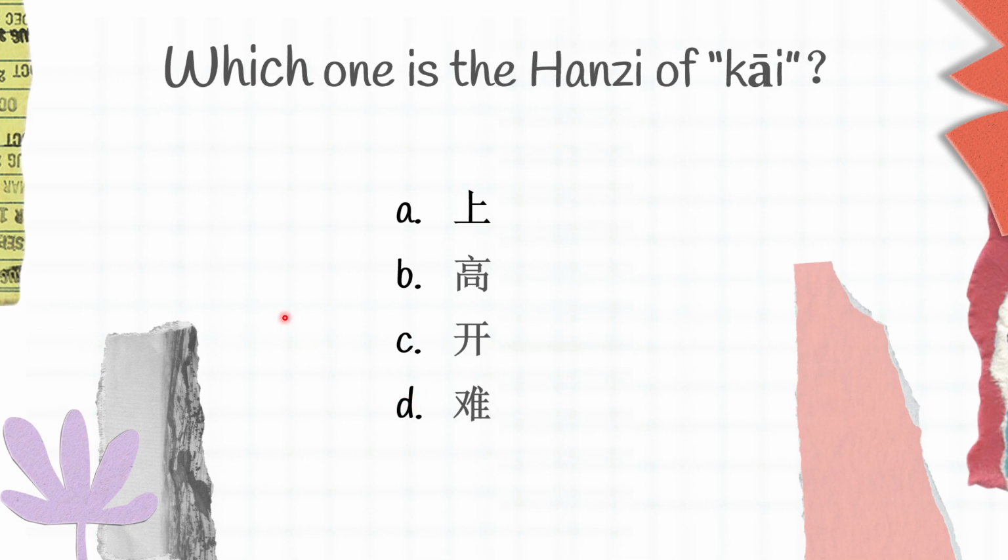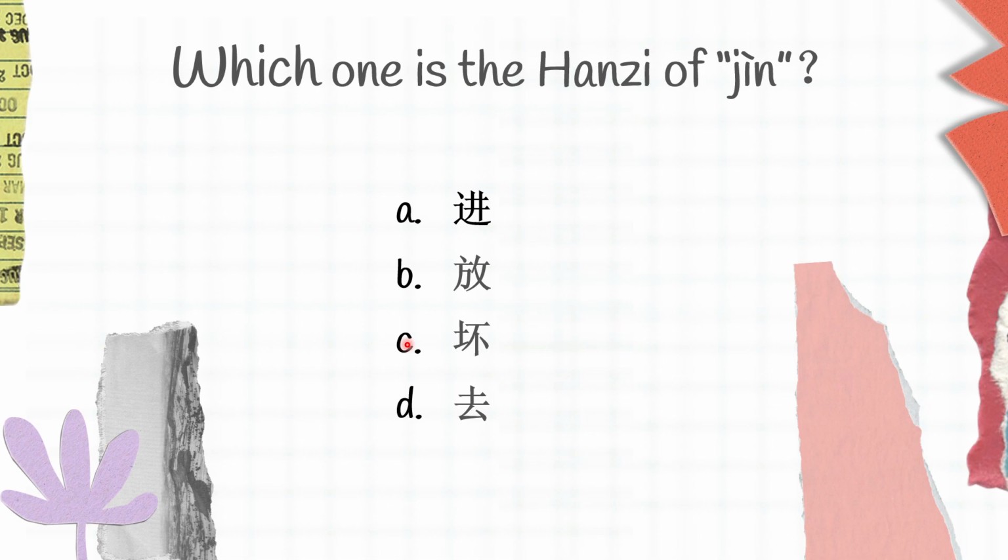The next one, which one is the hands of 开? You can try to recall first. A is 上, B is 高, C is 开, D is 南. And the correct answer for this question is C.